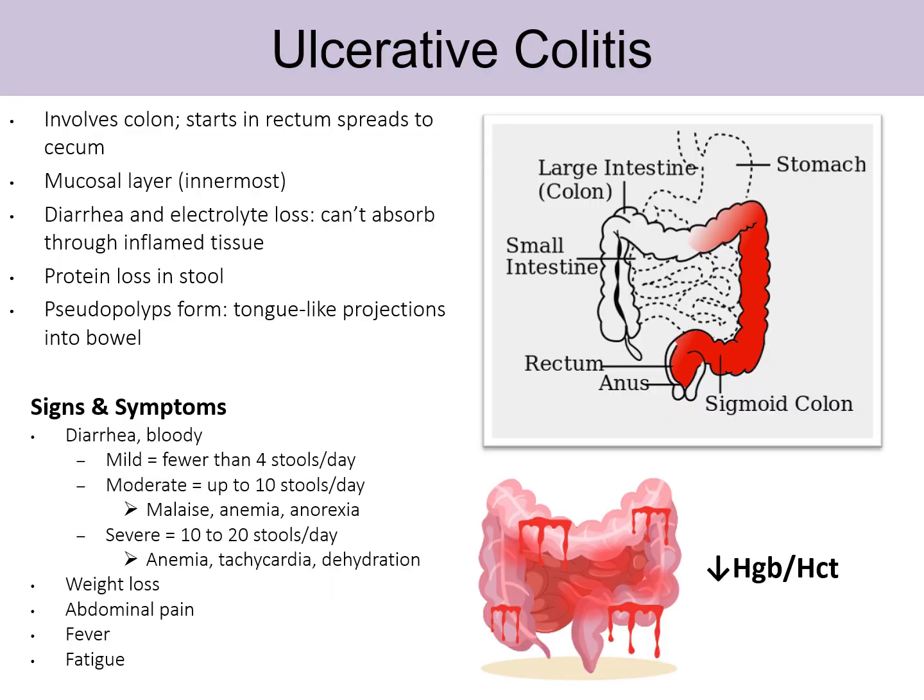Okay, let's talk about ulcerative colitis. So this starts in the anus, okay? Moves its way through the rectum and just keeps on going up the colon. This one affects the innermost mucosal layer of the colon.